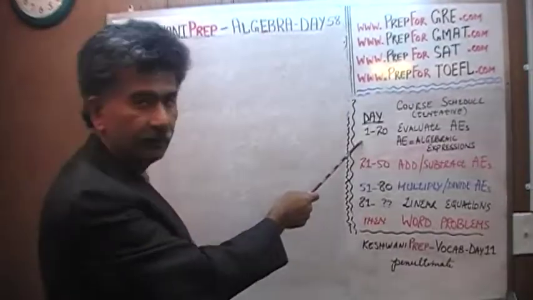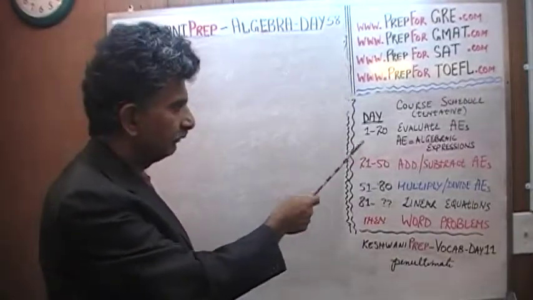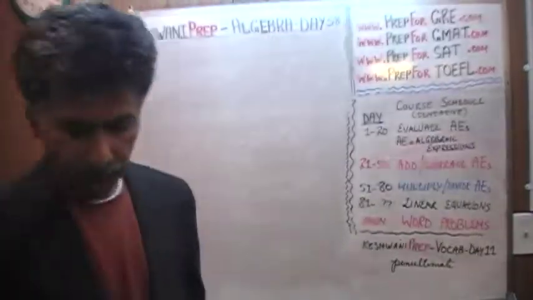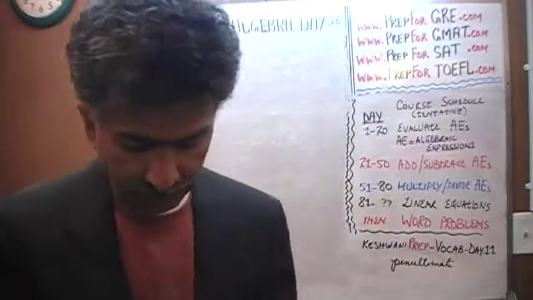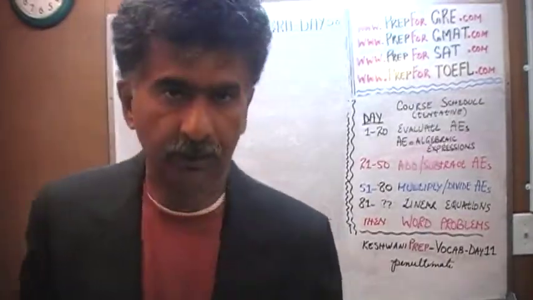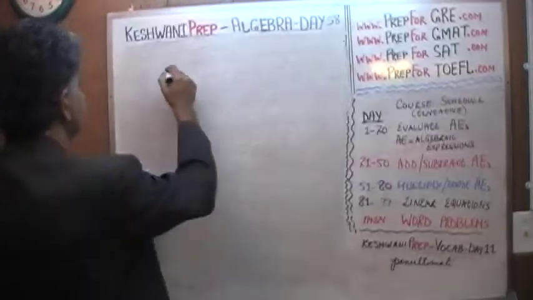In the first 20 days, we learned how to evaluate algebraic expressions. In the next 30 days, from 21 through 50 in the course, we learned how to add and subtract algebraic expressions, and now we are learning how to multiply algebraic expressions. Here's the first problem.